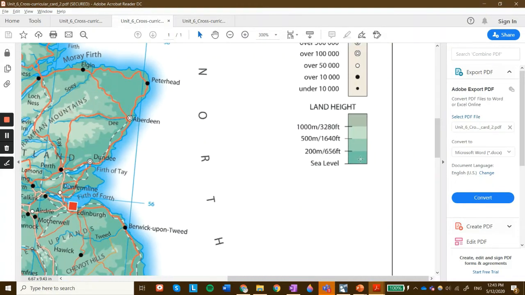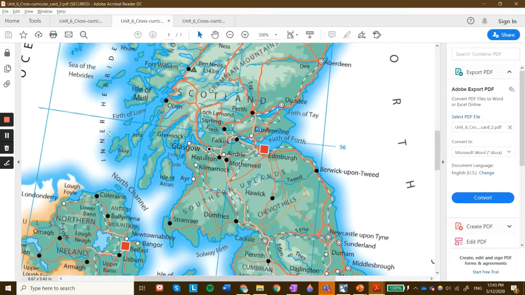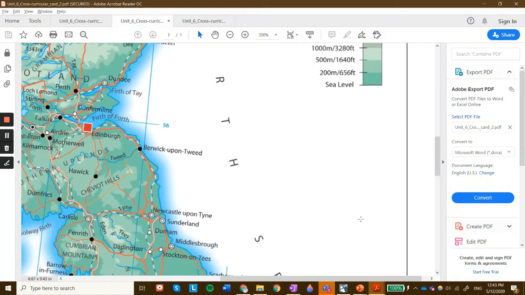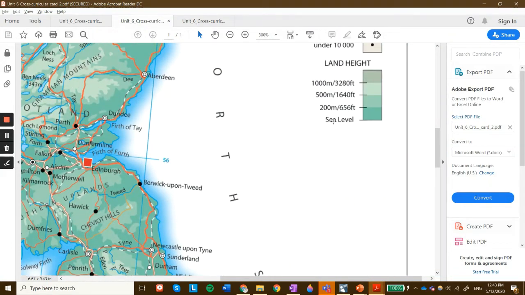And then this dark green is the lowest point. So you can see that in lots of different places, mostly around the sea. You see this? Mostly around the sea and around the ocean. And you can see here it is sea level. So it gets taller the more we get into the UK.